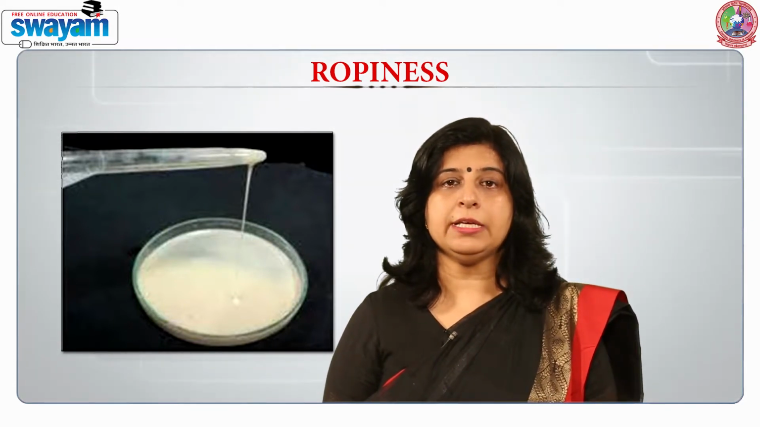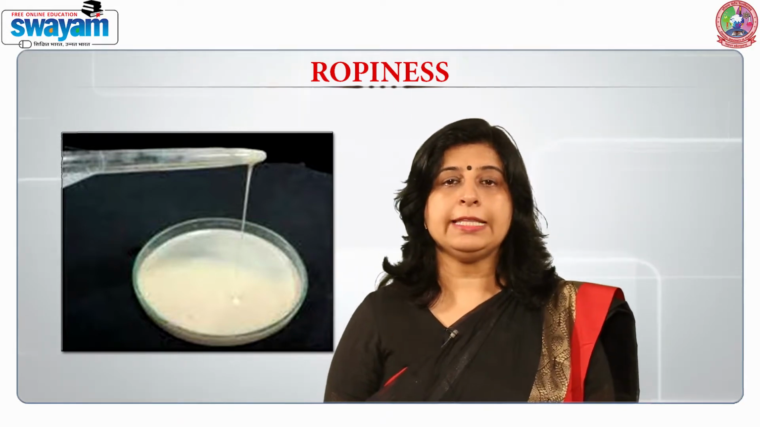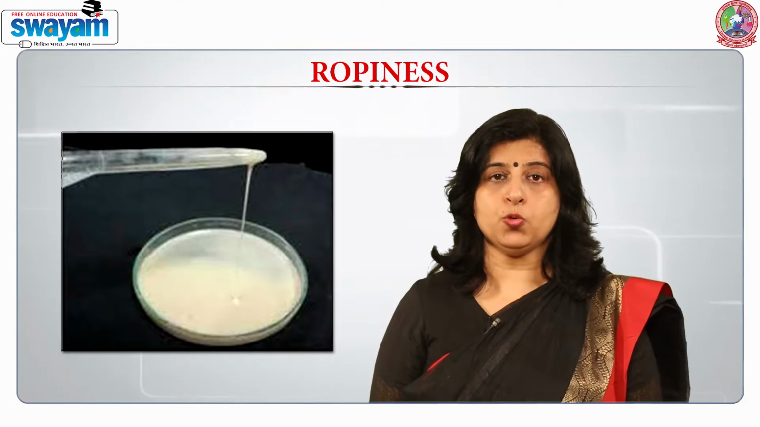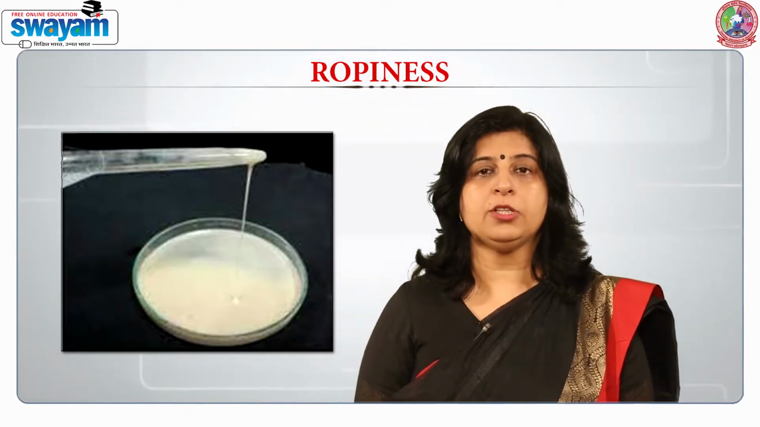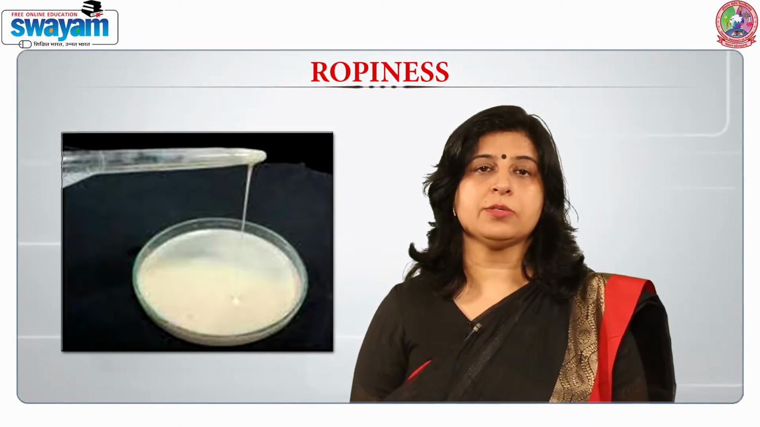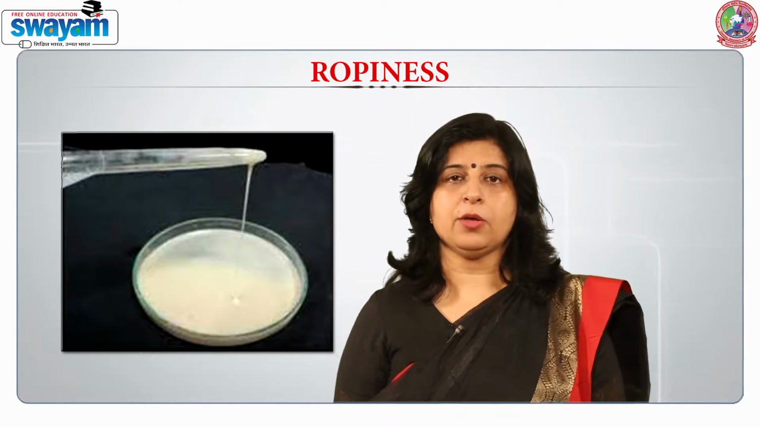Now, this ropiness is formed due to the gums which are secreted by these microorganisms. These gums can be true gums like polysaccharides, and also mucins, which are nitrogenous mucus-like substances secreted by these lactic acid bacteria.